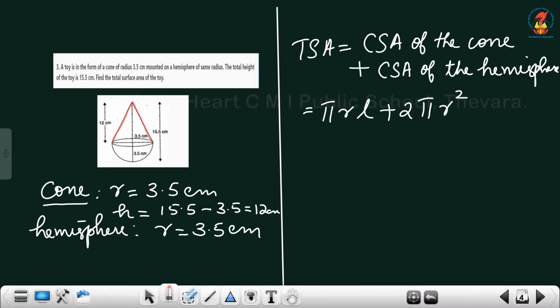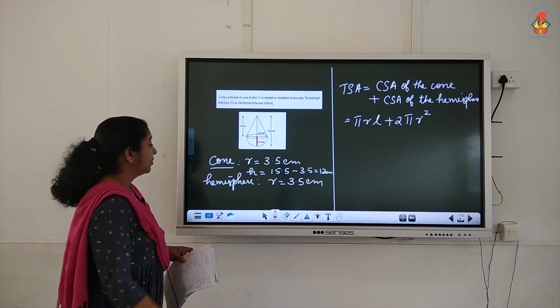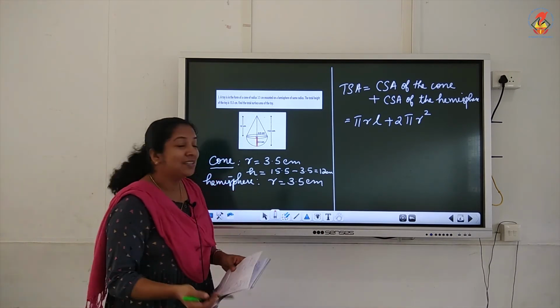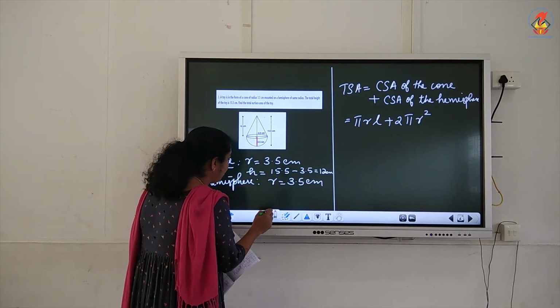So here the formula is pi R L plus 2 pi R square. For the cone we have R as 3.5 centimeter, and what is the height of the cone? The total height minus this much will give the height of the cone, that is 12 centimeter. For the hemisphere we need only the radius. But what is not given here? L is not given. We have to use the formula to find L.